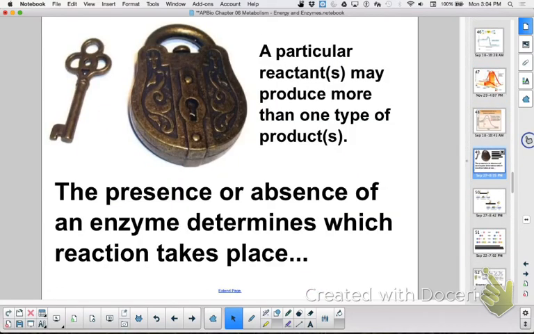We talked about that reactants depending on the enzymes are specific to the reactants, but you could have one reactant and take it down several different pathways depending on what enzyme is present, right? The same reactant could go several different pathways depending on what enzyme is present.